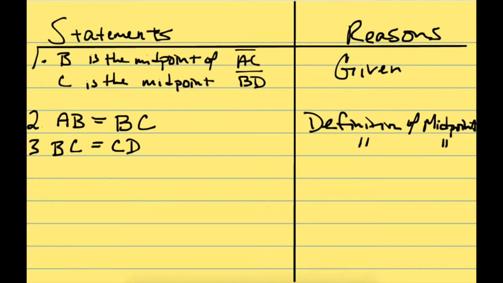Now, this ought to look familiar. We have one thing equal to a second thing, and that second thing equal to a third thing. We can use one of our properties of equality to state that the length of AB is equal to the length of CD. What property of equality is that? The transitive.